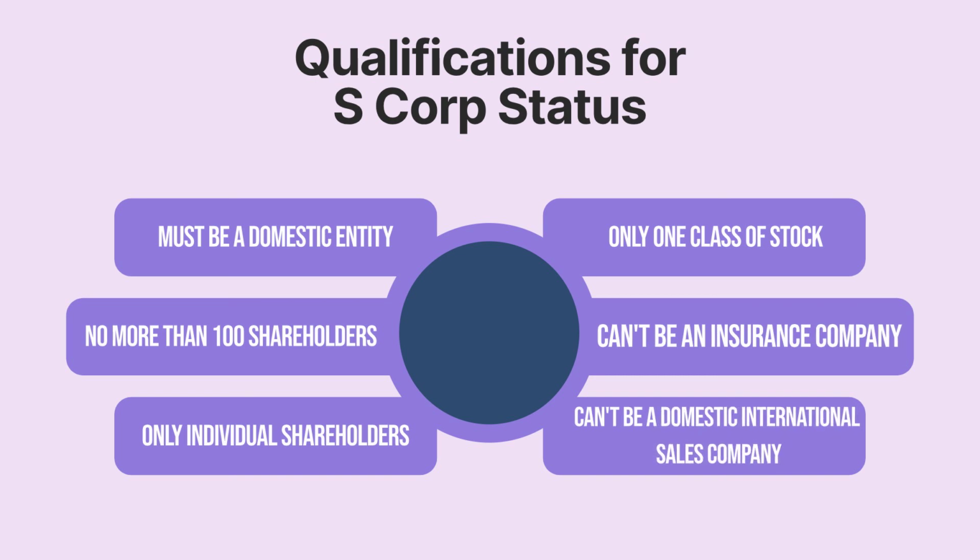It must be a domestic entity. There must be no more than 100 shareholders, and they may only be individuals, certain trusts, or estates. This means no partnerships and no C corporations can own shares. There must be only one class of stock, and you can't be operating an ineligible business such as an insurance company, domestic international sales corporation, or certain financial institutions.